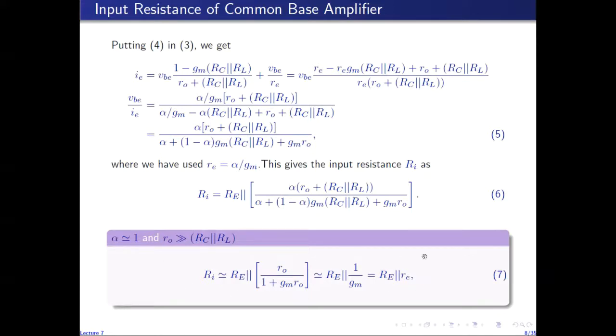So this is the commonly encountered expression for the input resistance of the common base amplifier, which can be further simplified because typically small re is of the order of tens of ohms and capital RE is of the order of kilo ohms. So small re is much, much smaller than capital RE. So this parallel combination is approximately equal to small re. So sometimes you'll find the input resistance of the common base amplifier to be written as small re.